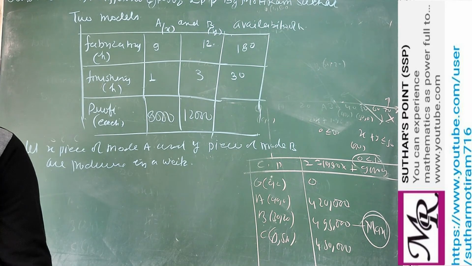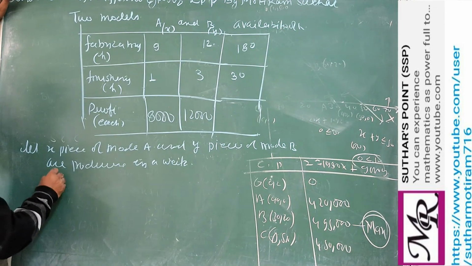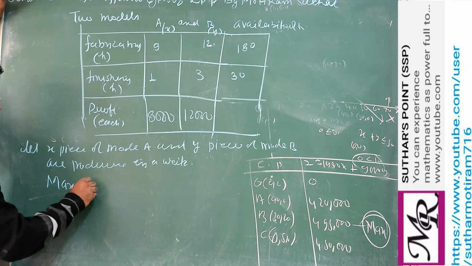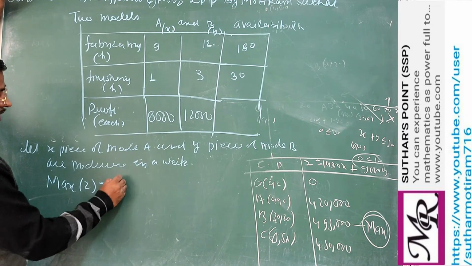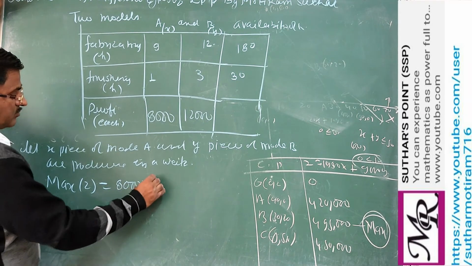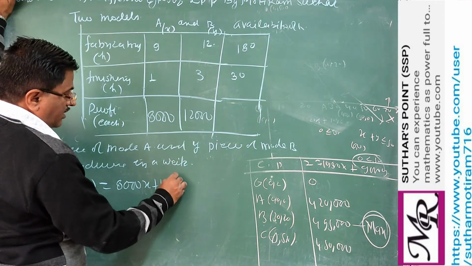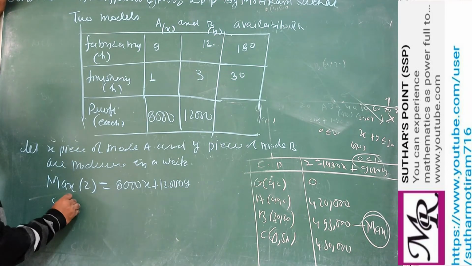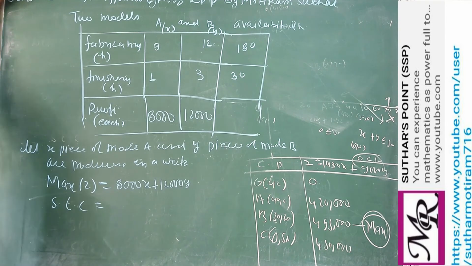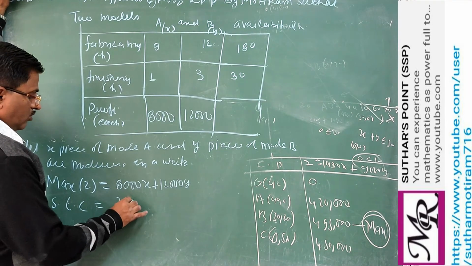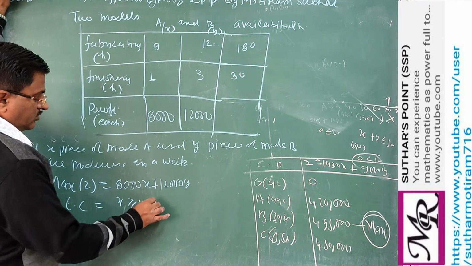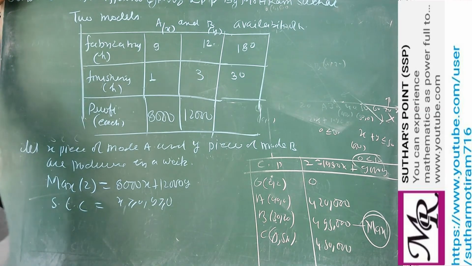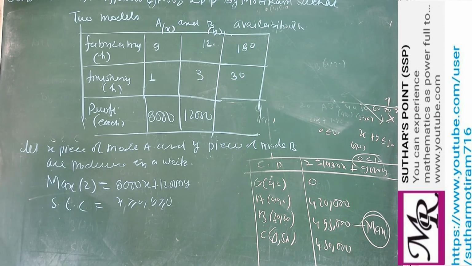So profit is given, that's why we write total profit, maximize Z. Now what is Z? It is 8,000 per piece, and we take X, plus 12,000, and we take Y. Subject to the constraints, X and Y both should be greater than or equal to 0, because these are numbers of pieces of the model and cannot be negative.